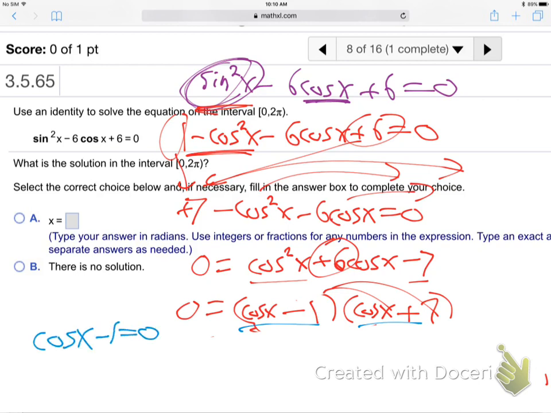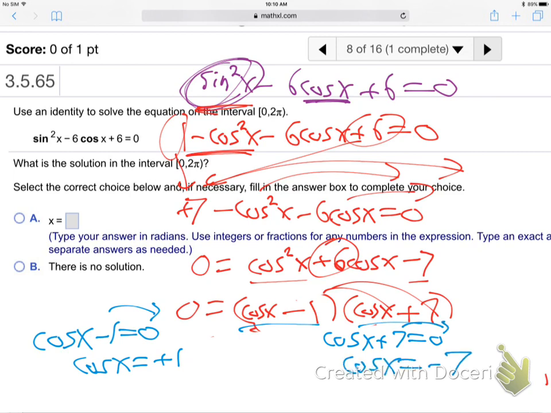The first one is 0, which means cosine is positive 1, right? Jump that over. And this one, 0, jump that over. Cosine is negative 7. Can cosine be negative 7? Nope. Sine and cosine are at most 1 or negative 1. They don't get bigger or smaller than 1. This is no answer. Just cross that out. There's no answers coming out of that half.